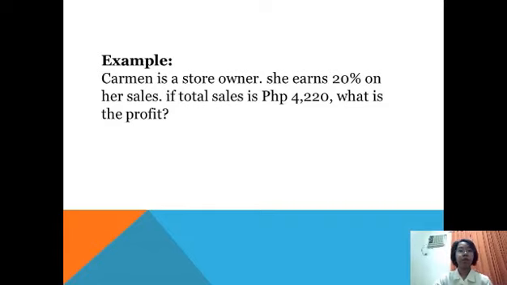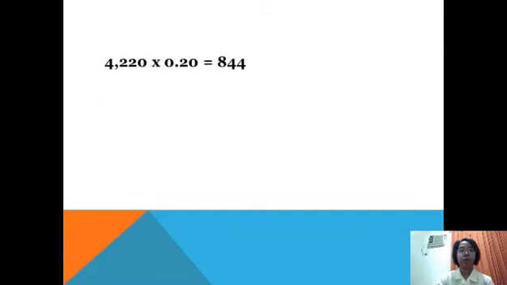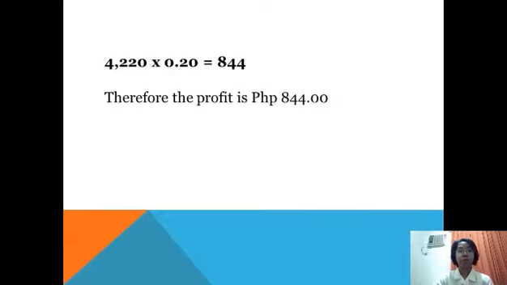So what is the 20% of 4,220? You just have to multiply 4,220 by 20%, convert it to decimal form, 0.20, is equals to 844. So therefore, the profit that Carmen will get is 844.